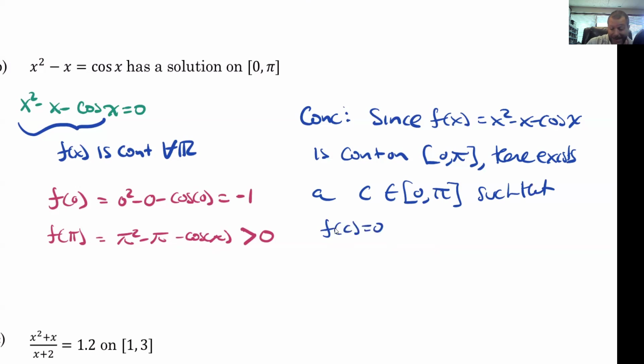Put another way, that's like saying that c is a solution, c is a root, c is an x-intercept. All of those things work in terms of language.